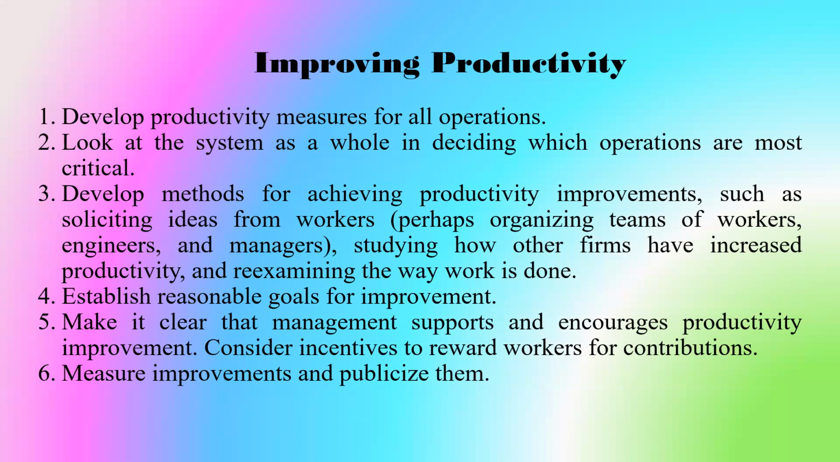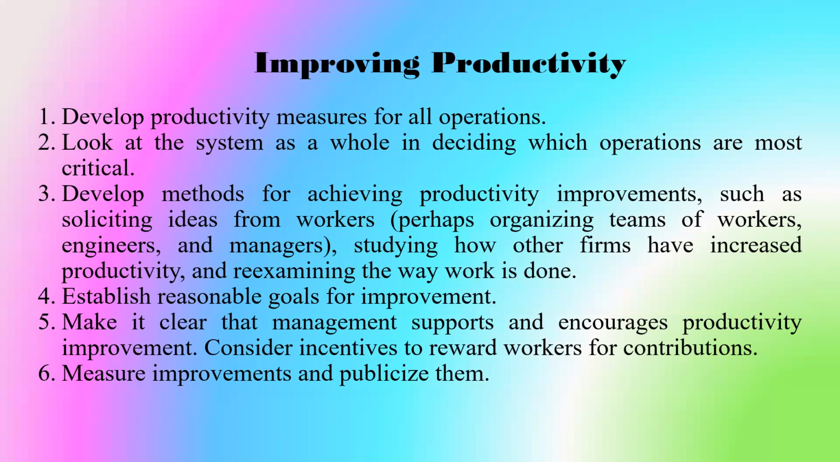Look at the system as a whole in deciding which operations are most critical. And then, once you've seen that, you start within that area for improvement. It is overall productivity that is important. Managers need to reflect on the value of potential productivity improvements before okaying improvement efforts. So the issue is effectiveness.